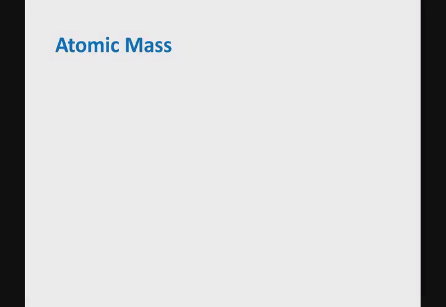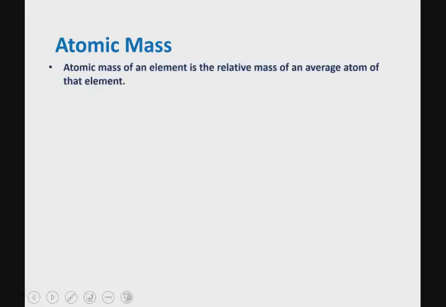So the third piece of information that we should also know about all the atoms is their atomic mass. Now, if you remember correctly from a previous session, I said that the atomic mass of an element is given in the periodic table as a fractional number below the symbol of the element. Atomic mass of an element is defined as the relative mass of an average atom of that element. So there are a couple of terms here that need a little bit of explanation.